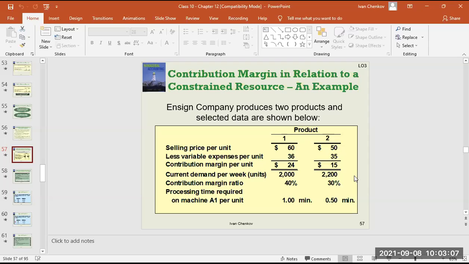So what's the contribution margin per minute in this case? Since we can produce only 1 unit of product 1 in 1 minute, the contribution margin is $24. But per minute, the contribution margin on product 2, instead of $15, goes to $30 because we can produce 2 units of product 2 in 1 minute. So per minute, product 2 has the highest contribution margin.